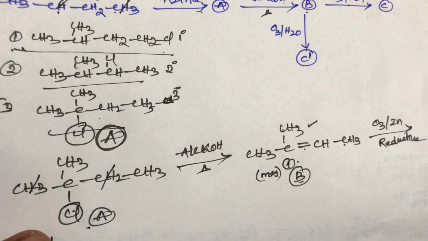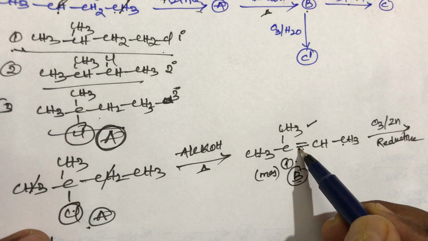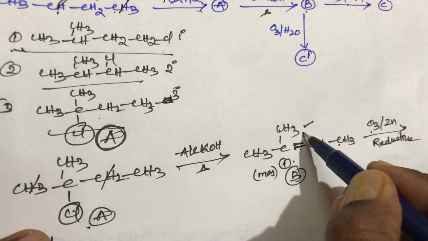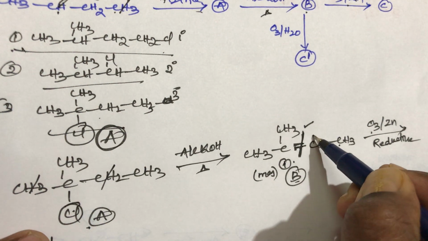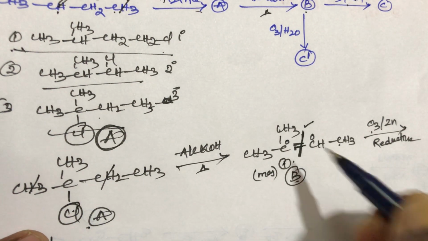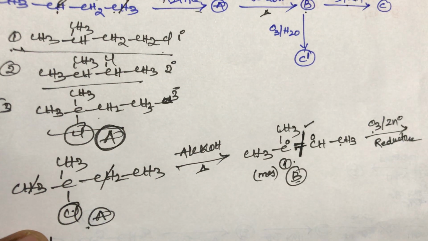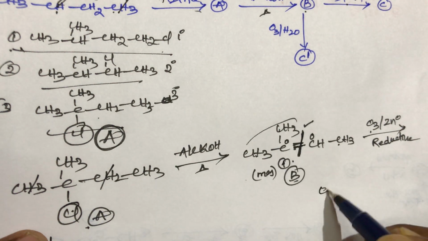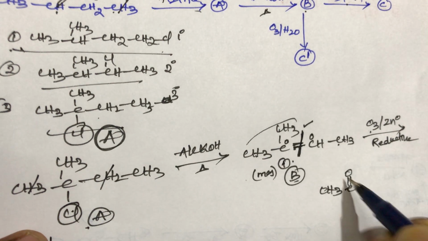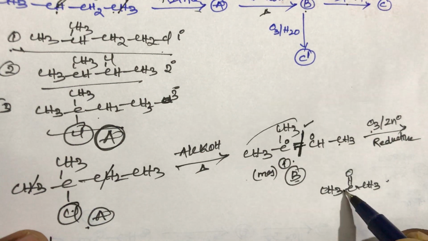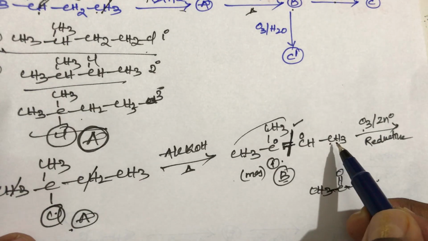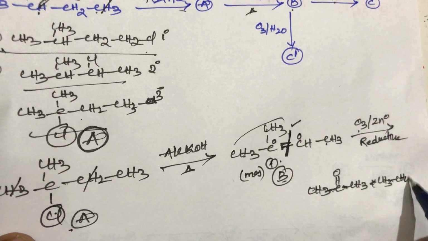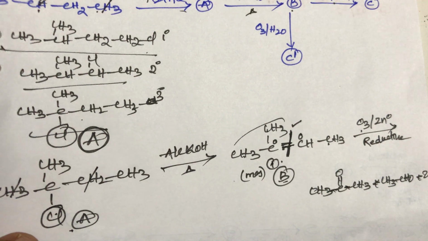I already gave a simple trick, student. Here only one double bond is there, and 3 oxygens are there. Out of these 3 oxygens, cut this bond first, put one oxygen here, put one oxygen here, and zinc. So what is the product? One product is CH3COCH3 plus CH3CHO plus ZnO. This is the final product.